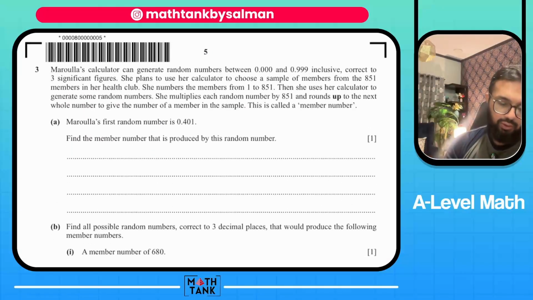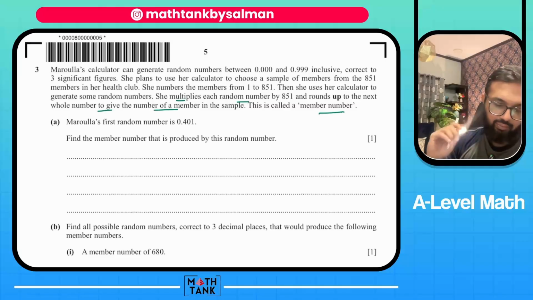Marvela's calculator can generate random numbers between 0 and 1, inclusive, correct to three significant figures. She plans to use a calculator to choose a sample of members from 851 members in her health club. She numbers the members from 1 to 851. Then she uses her calculator to generate some random numbers. She multiplies each random number by 851 and rounds up to the next whole number to give the number of a member in the sample. This is called a member number.